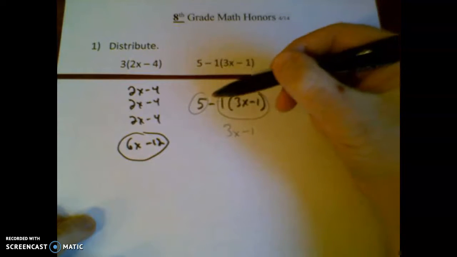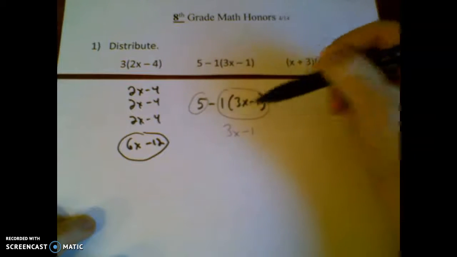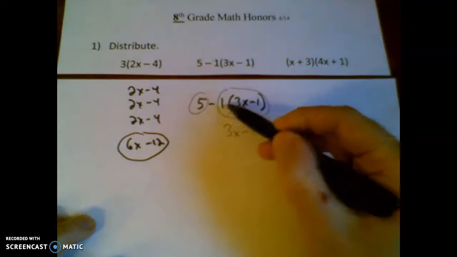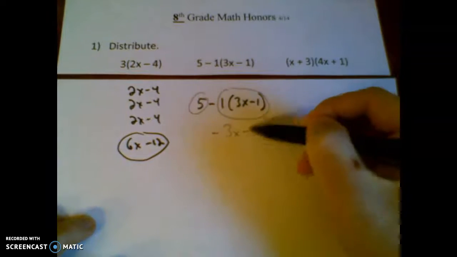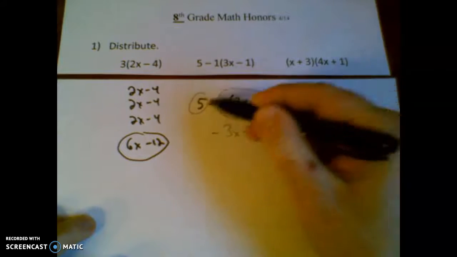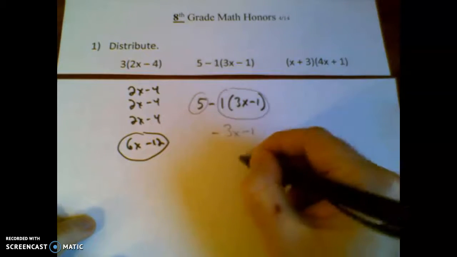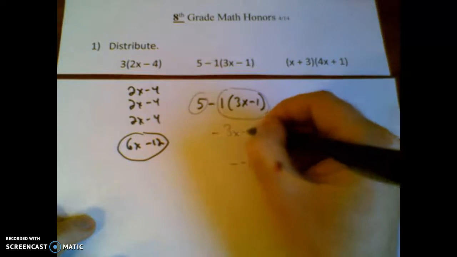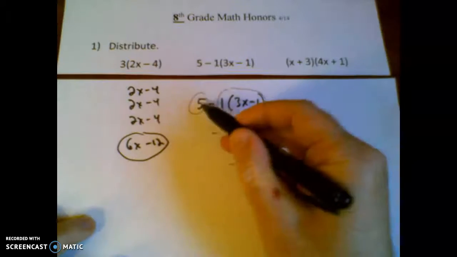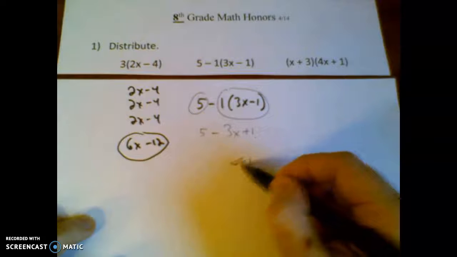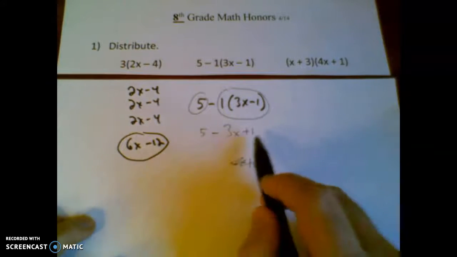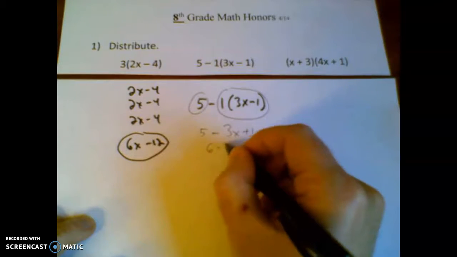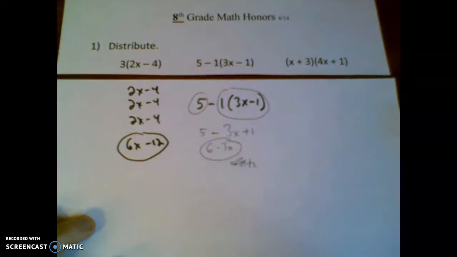The catch, though, is I'm subtracting everything that happens here. So when I get 3x for this first part, I need to remember I'm subtracting that. And when I get negative 1 for the second part, I have to remember I'm also subtracting that. And if you subtract a negative 1, you're really adding 1. And then you go ahead and put the 5 out in front. And there's still a little more that we can do. We can combine like terms. So positive 5 and a positive 1 gives me 6, and then minus the 3x. So that's one way you could write your simplified expression.